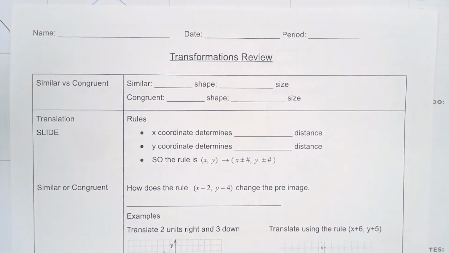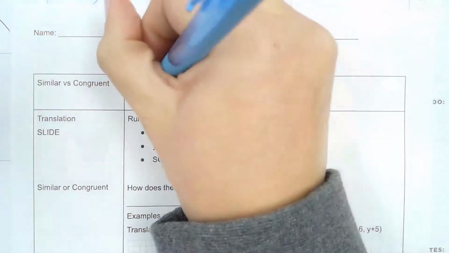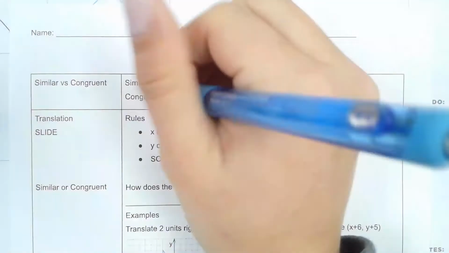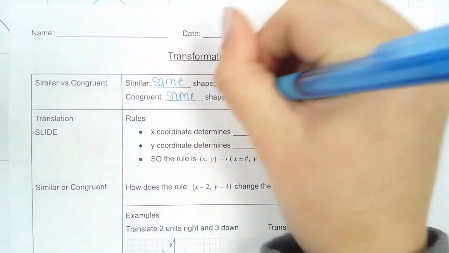All right, so now we're going to be reviewing transformation. One of the things that we talked about was similarity versus congruency. When you have similar figures, that means you have same shape, different size. And when you have congruent figures, that means you have same shape, same size.